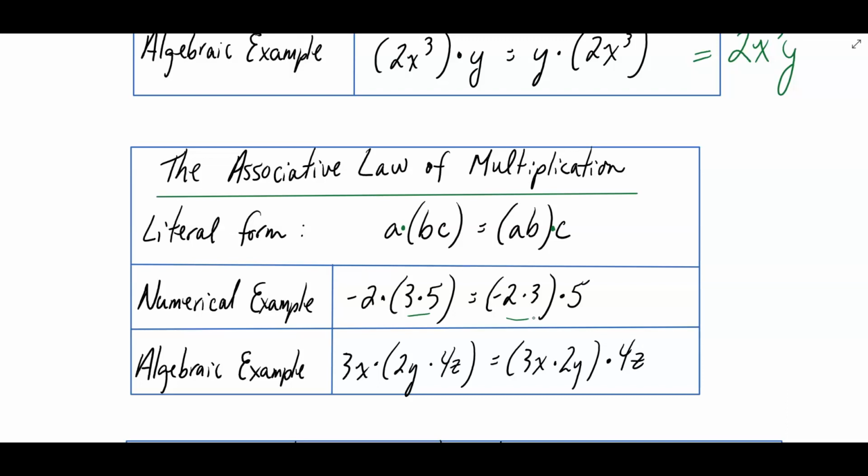Sometimes this law is very helpful when you're trying to find products in your head. You don't have to necessarily use the order that's given. You can use an order that makes it easier for you to multiply in your head. In the algebraic example, in brackets you see 2y times 4z. That product would be found first, multiplied by 3x. Or we could also do the other order, 3x times 2y times 4z. So all of these examples illustrate the associative law of multiplication.